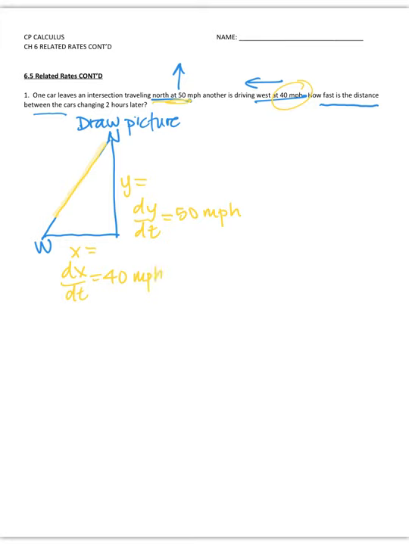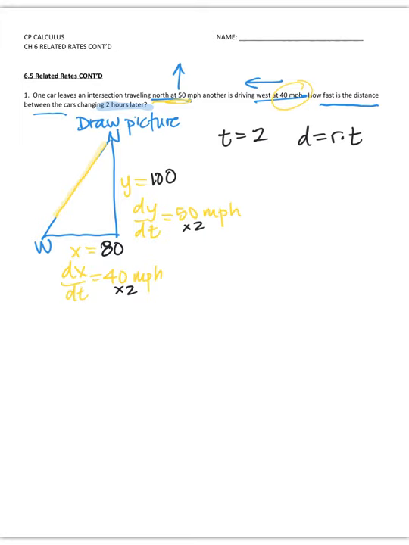What else do we know? We know it is 2 hours later. So we would have our time equal to 2. The thing we need to figure out is what those distances y and x are. Remember, distance equals rate times time. So on the y, we would multiply the 50 times 2, and that distance would be 100 miles. And on the x, we would multiply the 40 times 2, and that would be 80 miles.